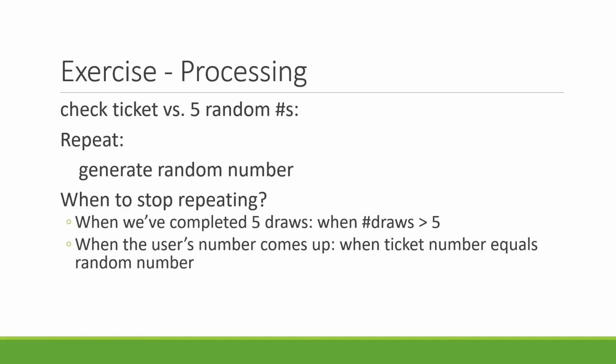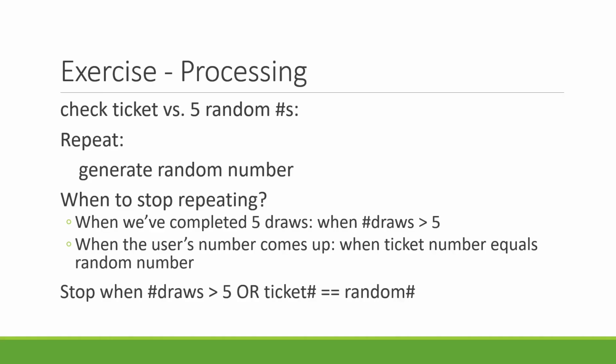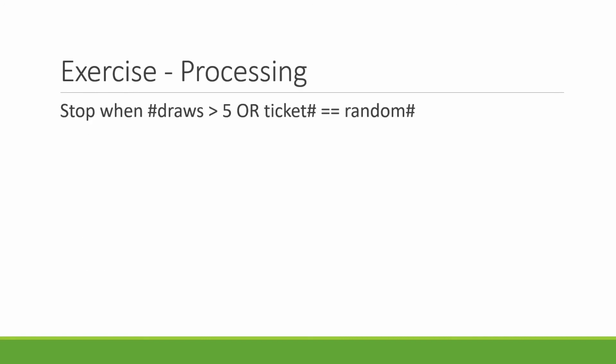And secondly, when the user's number comes up, in other words, when the user's ticket number is equal to one of the 5 random draw numbers, we can just quit repeating. So if we draw a number, it doesn't match, another number, it doesn't match. If we draw a third number and it does match, then we can quit. We don't need to actually draw the other 2 numbers. So this means we stop iterating when the number of draws becomes more than 5, or we stop iterating when the user's ticket number matches the random number that we've just generated. However, a while loop's condition defines the conditions under which the loop continues, not when it terminates.